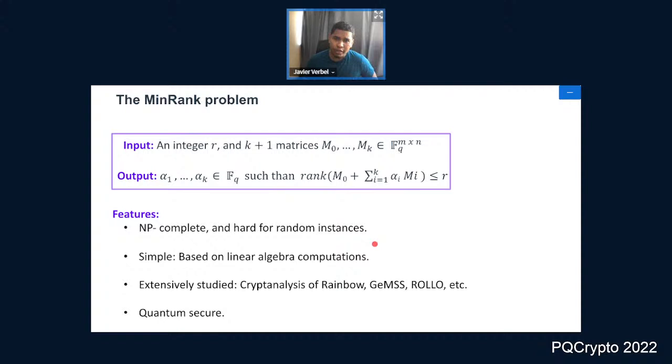As you can see in the definition of the problem, it involves only linear algebra computation. And as I mentioned before, it's been the core problem in the recent cryptanalysis of Rainbow, GeMSS, and Rollo. It is also believed that this problem is quantum secure. There are no quantum algorithms improving the efficiency of how we solve this problem.